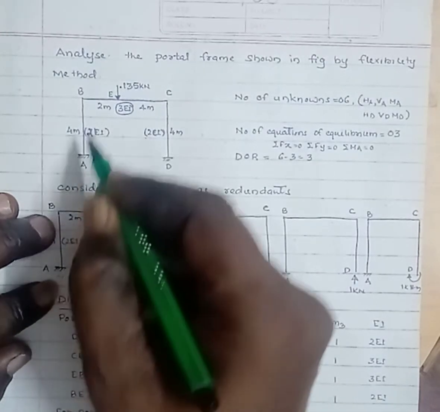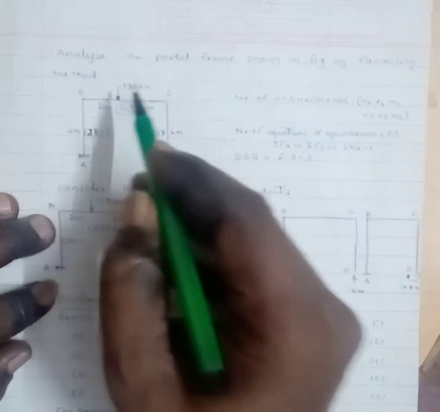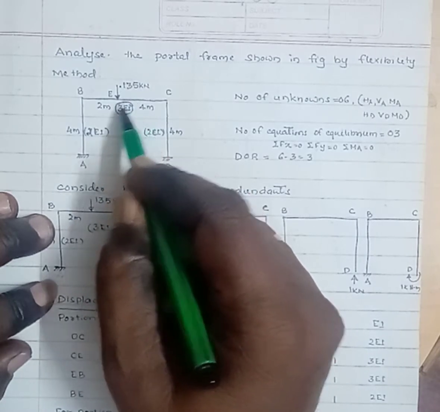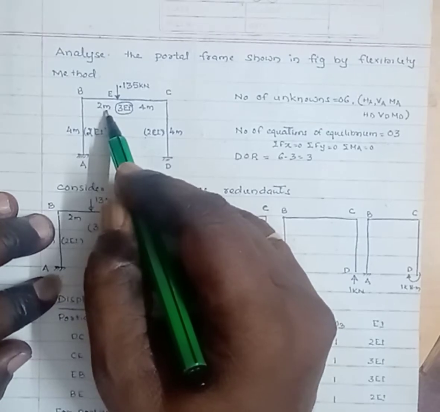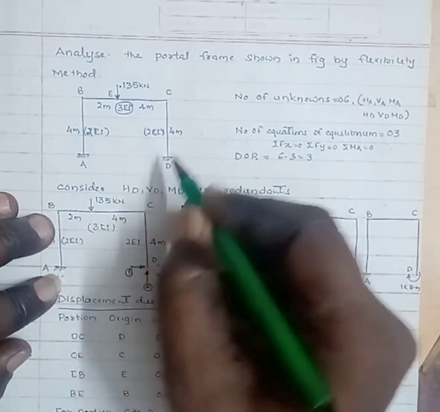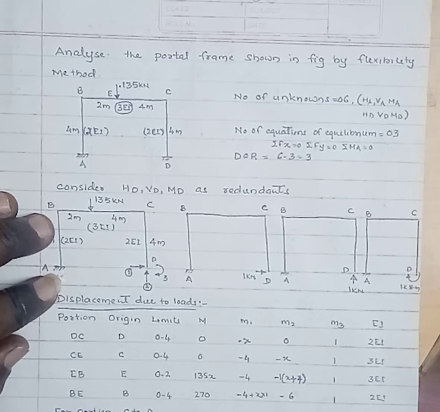Here A to B is 4 meter with flexural rigidity 2 EI. B to C is 6 meter and is subjected to a load of 135 kilonewton at a distance of 2 meter from B, 4 meter from C, with flexural rigidity 3 EI. Similarly, C to D, the height, is 4 meter with flexural rigidity 2 EI. A and D are the fixed ends. This frame is non-symmetrical, subjected to lateral sway.